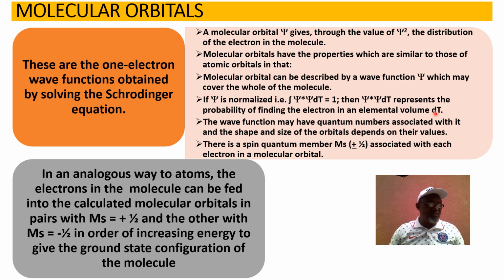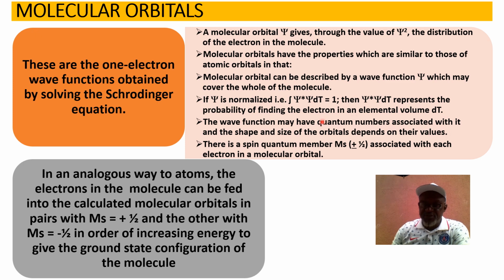Now, look at it. We defined an orbital as a place where we have the highest probability of finding the electron. And now we're talking about the same orbital again in molecular orbitals. So we're talking about the greatest probability again in finding the electron in an elemental volume dt. The wave function may have quantum numbers associated with it. Again, we have quantum numbers with it, and the shape and size of orbitals depend on their values. The same thing. That's why we said molecular orbitals are an extension of the atomic theory.